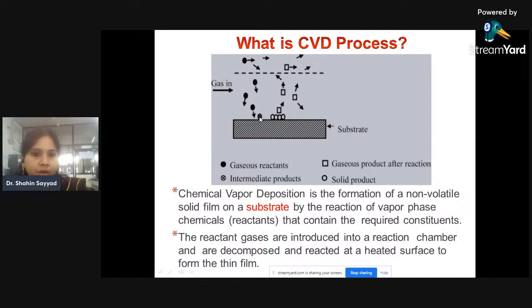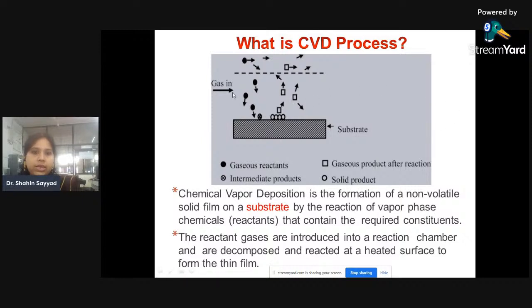Before that, some intermediate products will form, and then the intermediate products are converted to the solid product and they release a gaseous product. The by-products formed in this reaction, by cracking, will be converted into gaseous form and will go back to the other side. And only on the substrate we are having the solid product. Okay, so this is the basic mechanism of the chemical vapor deposition process.